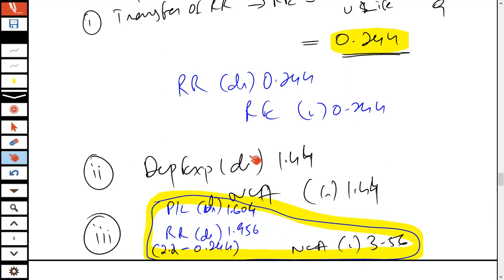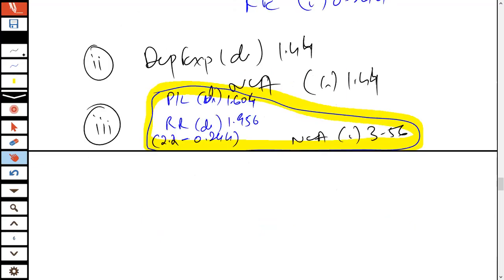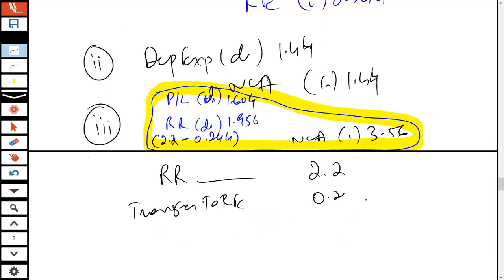Okay, point three, Muhammad Rikshan. Point three, this one, right? Okay, let me explain. What happened is there was a revaluation reserve of 2.2. You have transferred the revaluation reserve to retained earnings of 0.244. Resultingly, 1.956 is the balance on the revaluation reserve account.